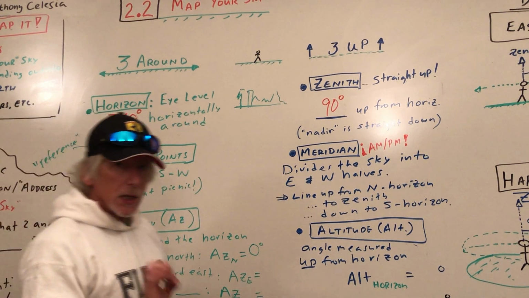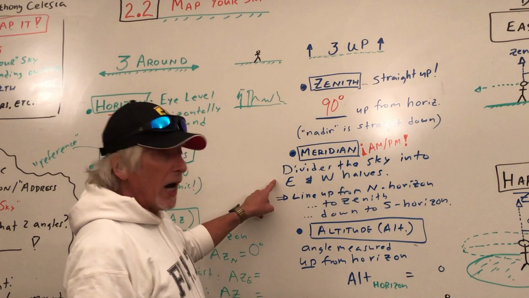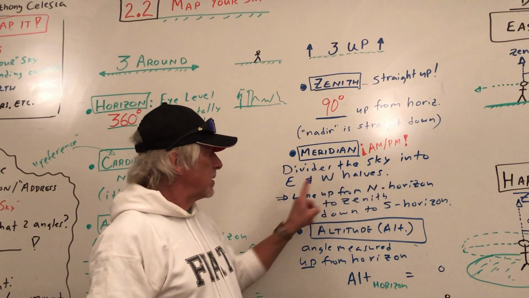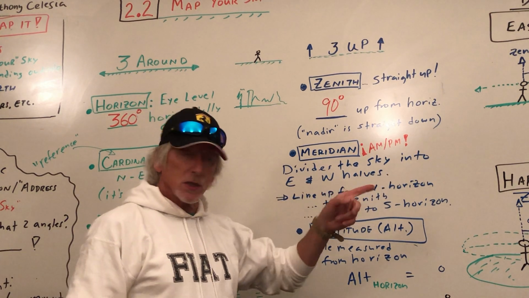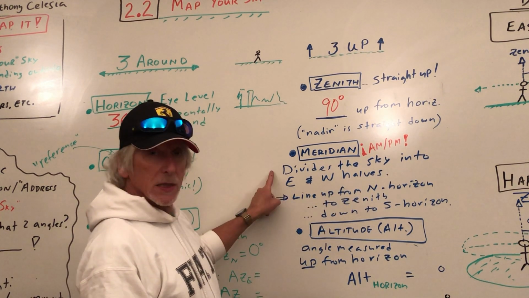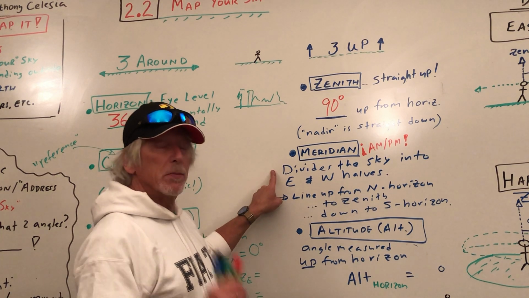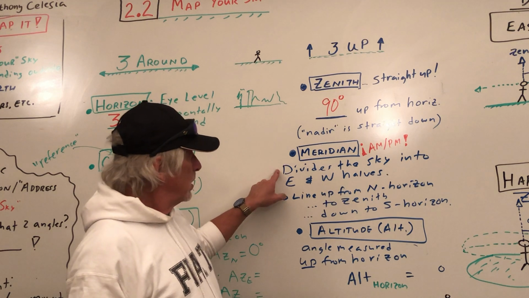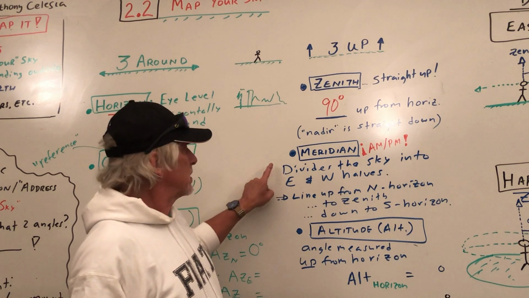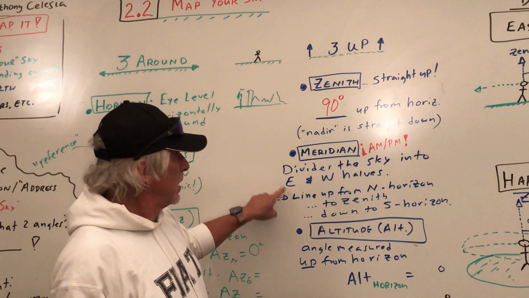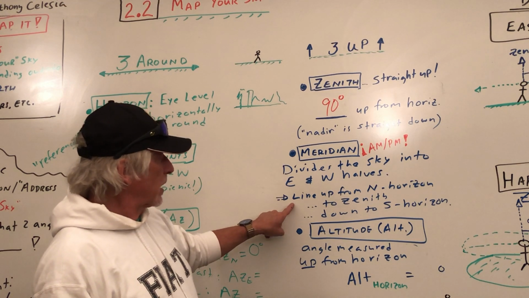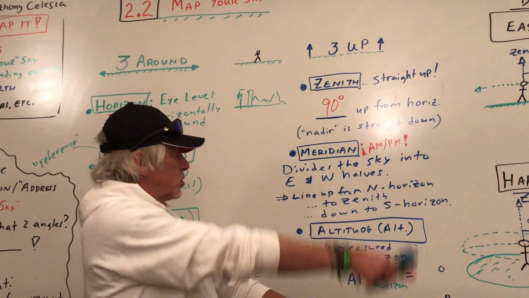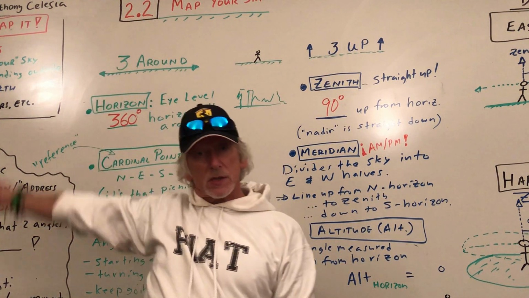And the meridian then goes up. In fact, it divides the sky into east and west halves. We'll see on this picture, right? That's key. There's going to be a meridian on Earth, too, called the prime meridian. But this is in the sky. Divides the sky into east and west halves. And what you do is you take a line up from the north horizon to the zenith, down to south.